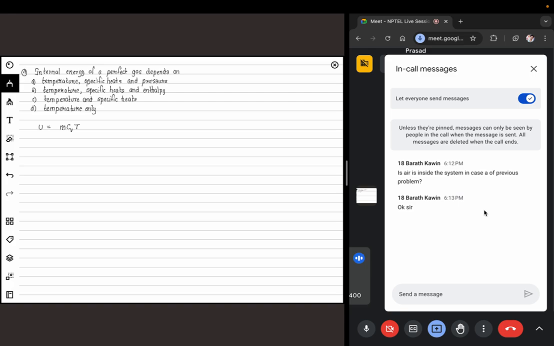So can I say that the internal energy of this particular gas depends on temperature, specific heat and pressure; temperature, specific heat and enthalpy; temperature, specific heats; or temperature only? What does it depend on?